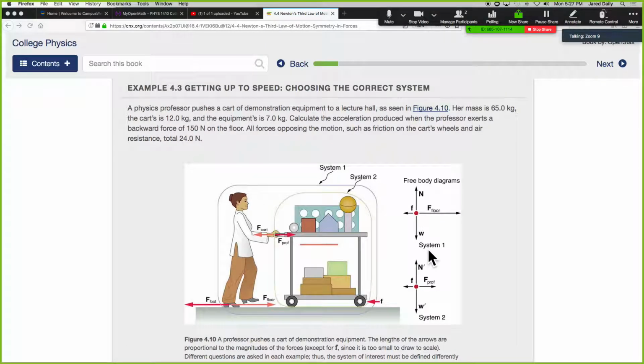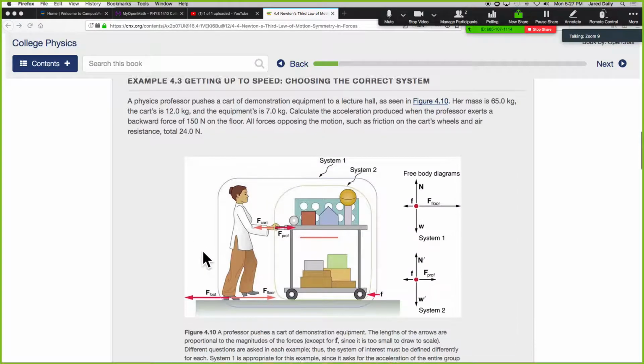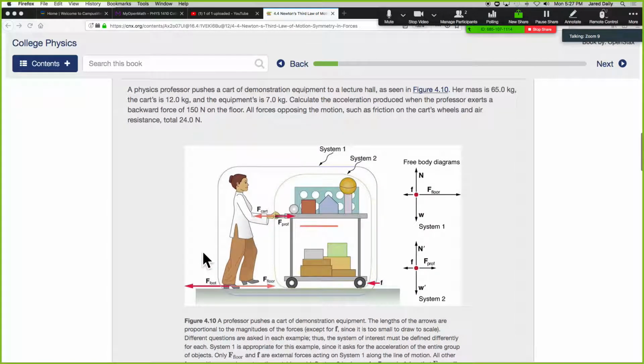All right, so here's an example now where we're going to put all this stuff together and try to make sense of some things. We have our professor pushing the cart. What system are we interested in? We're going to do this problem in two different systems. If we do system one, this inside system, we have the professor pushing on the cart and the cart pushing on the professor, right? So the two forces according to Newton's third law.